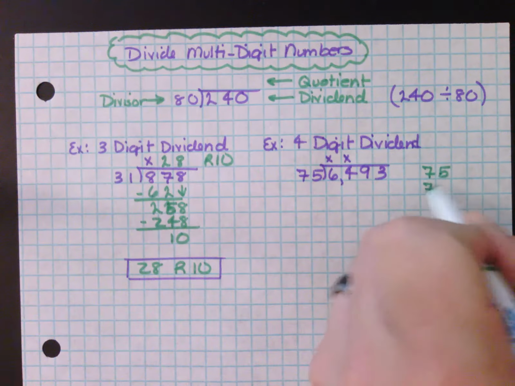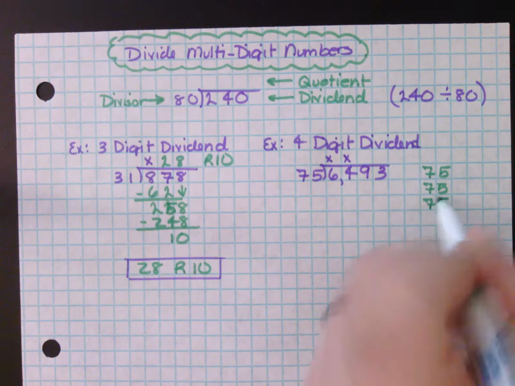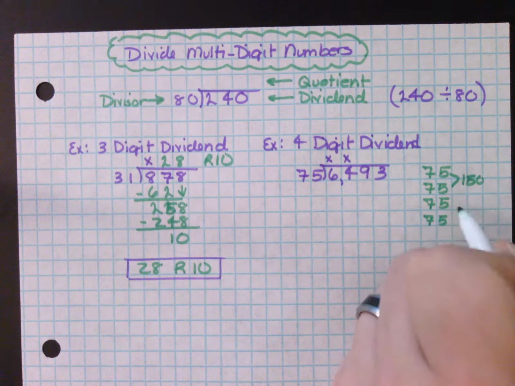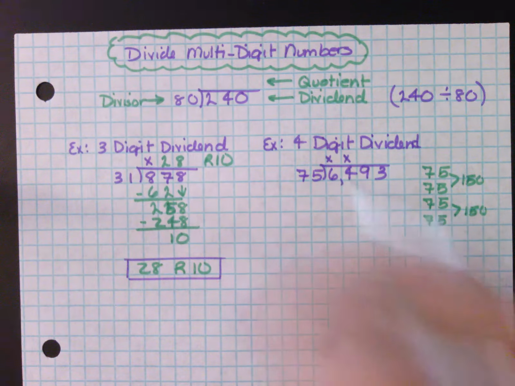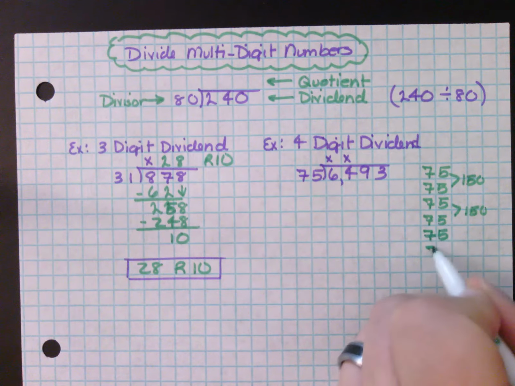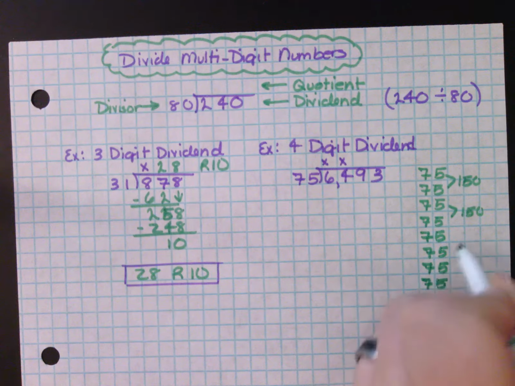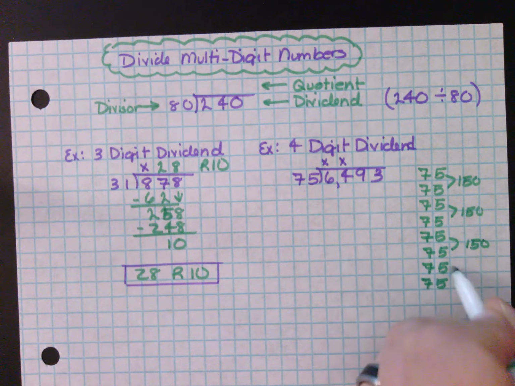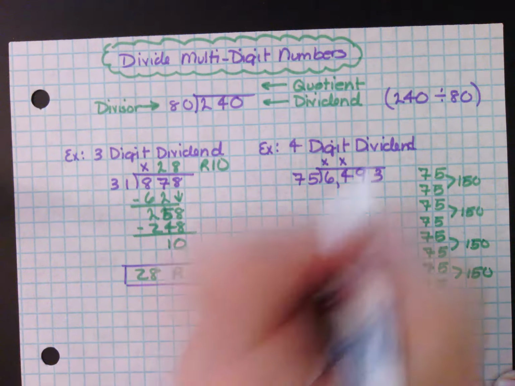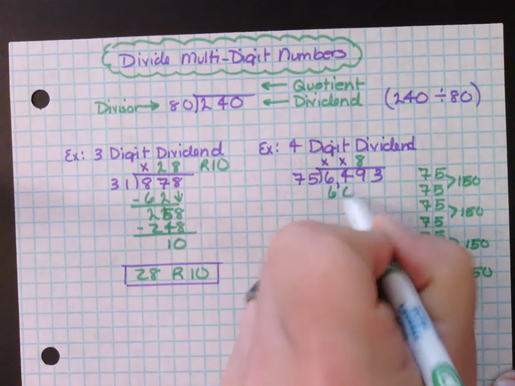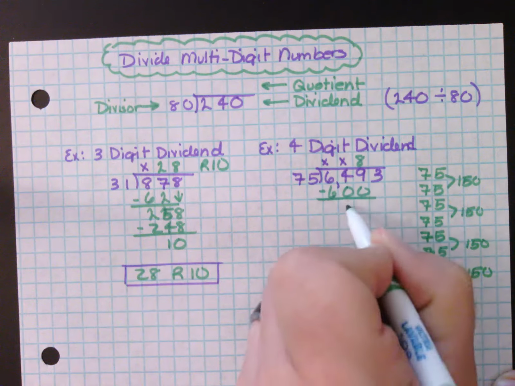75 plus 75 plus 75 plus 75. Each of those is 150, 150, which is 300. Still need to get twice that many, so maybe another 4. And so I see that this gets me to 600. And so that's 8 75s. So 8 times 75 is 600. And then I subtract. I get 49.